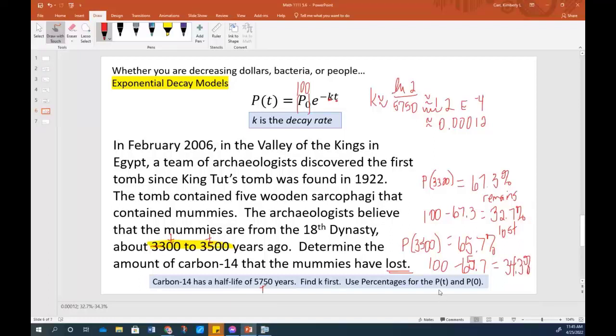So you can use percentages for those populations also if they don't give you any sort of a measurement. How much carbon-14 have the mummies lost? Because they had 2 different years, I have 2 different values here. They've lost somewhere between 32.7 and 34.3% of their carbon-14. So just remember, if you have a carbon-14 problem, you can use that same K value for the decay.